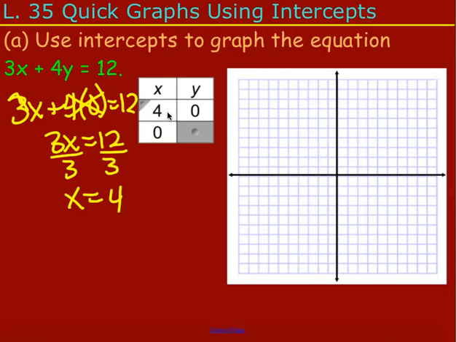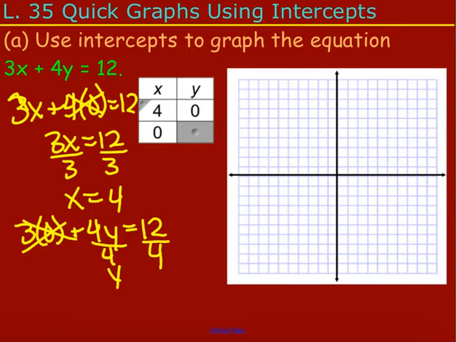And we do it again, but in this case, we say x is 0. So we do 3 times 0 plus 4y is equal to 12. This goes away. We divide by 4, and we get y is equal to 3, which is what we get in this table.